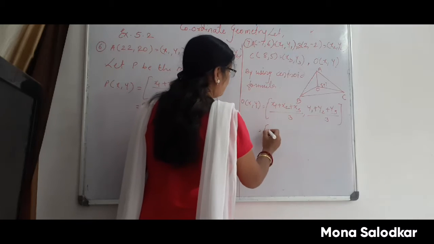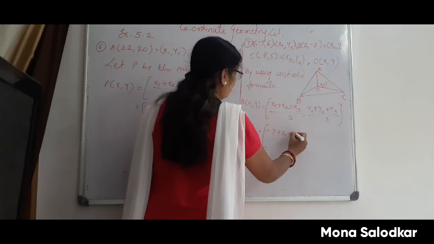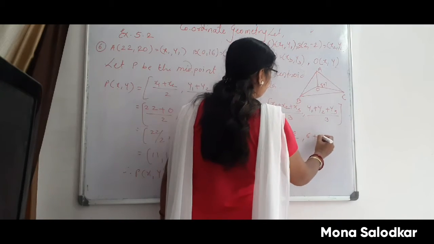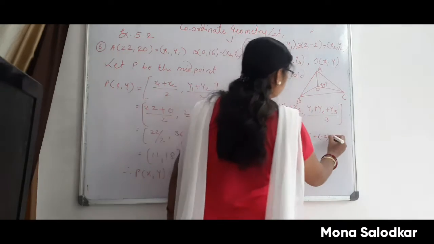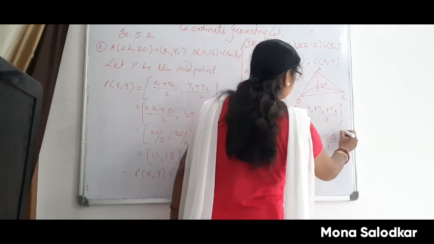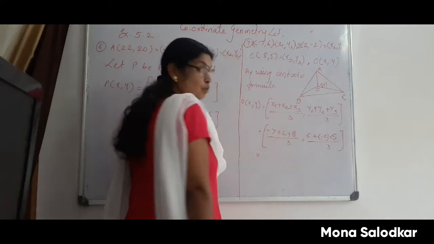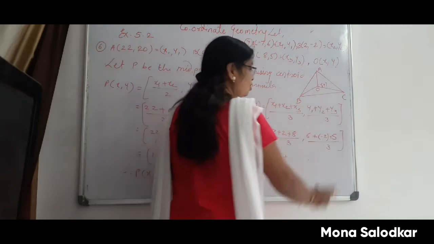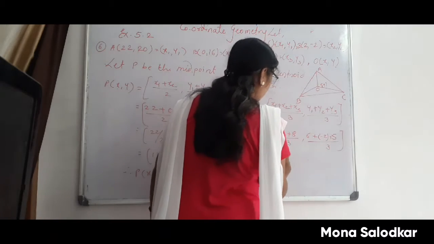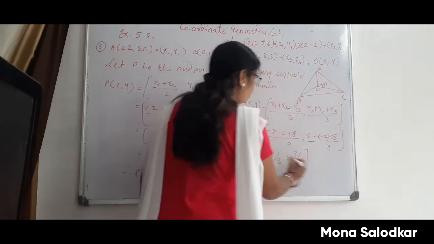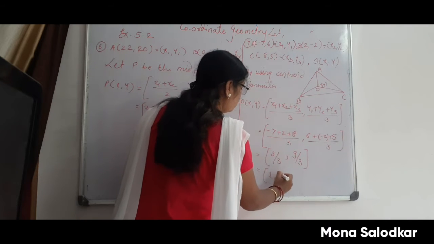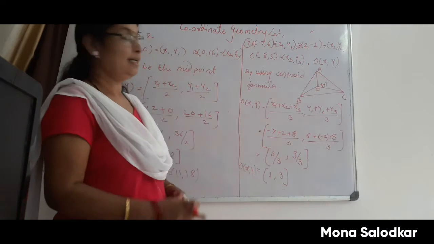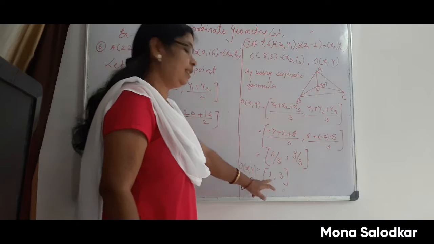Now put the values. x1 is minus 6, x2 is 2, x3 is 8, upon 3. Now y1 is 6, y2 is minus 2 and y3 is 5, upon 3. Now do the calculations. Minus 6 plus 2, minus 4, minus 4 plus 8, 4. Here 6 minus 2, 4; 4 plus 5, 9. So 9 upon 3. Now the first upon 3 and 9 upon 3 means 3. Therefore, the coordinates of the centroid are 1 and 3. What are the coordinates? 1 and 3.